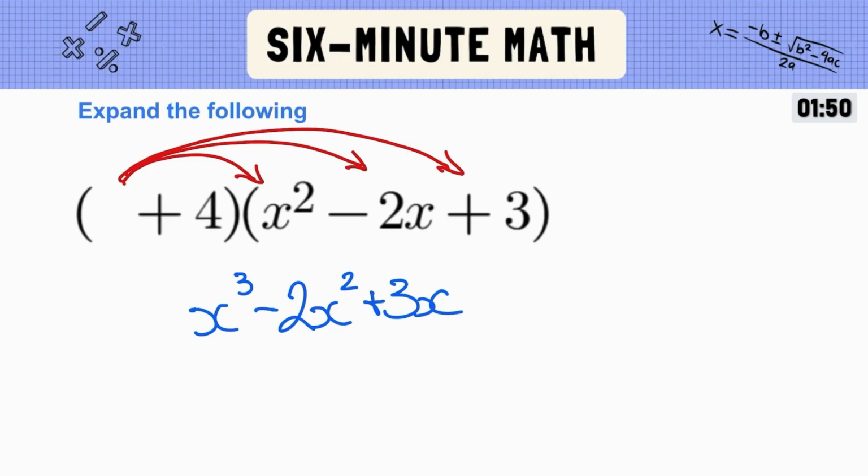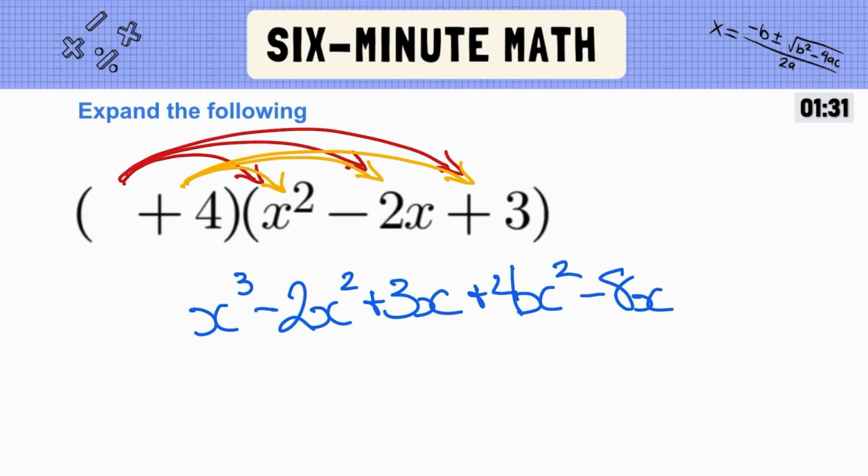I'm now going to take that second term and multiply in as well to each of the three terms. 4 times x squared is positive 4x squared. 4 times negative 2x is negative 8x. And 4 times 3 is 12.